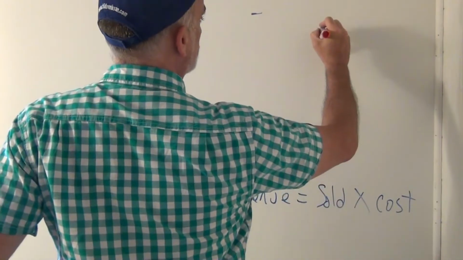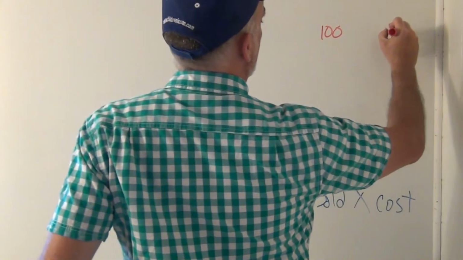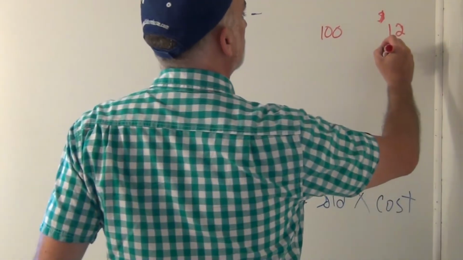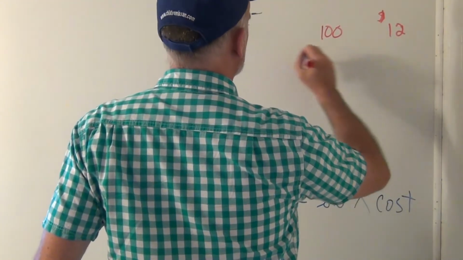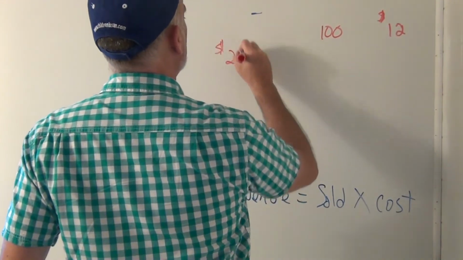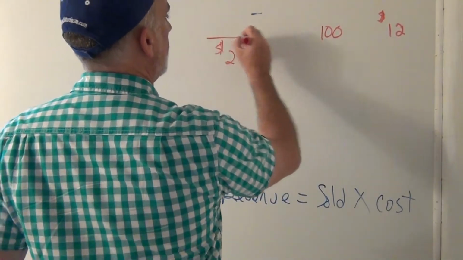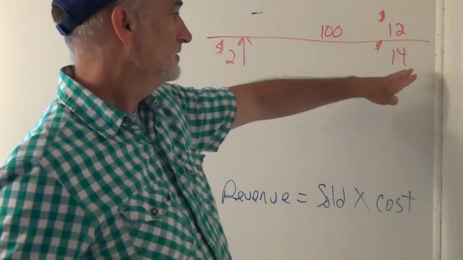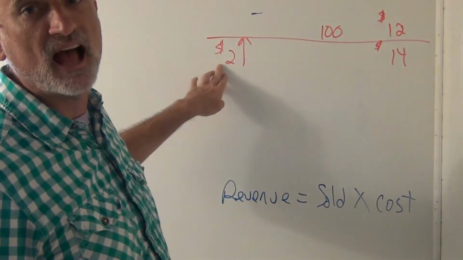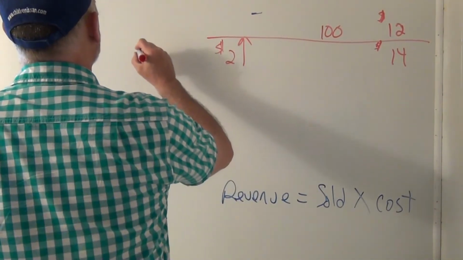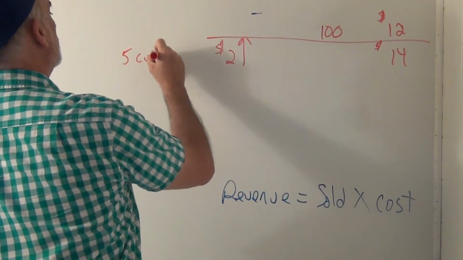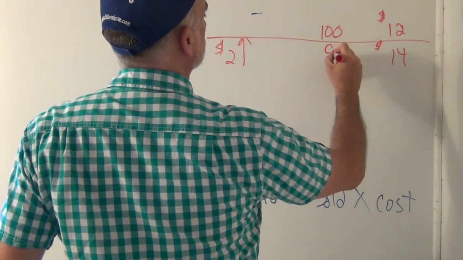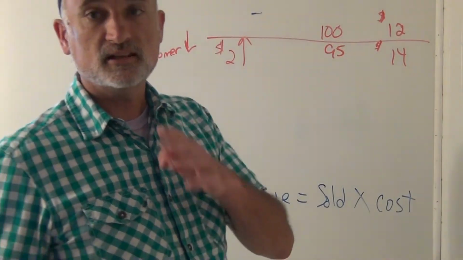So we're going to go right up above here, sold at $12. Then I said we were going to go up $2. Okay? So we're going to have a $2 increase. Okay? That would be 14. So a $2 increase, but at the same time, we're going to have a 5 customer decrease. Okay? Now let's keep doing that.